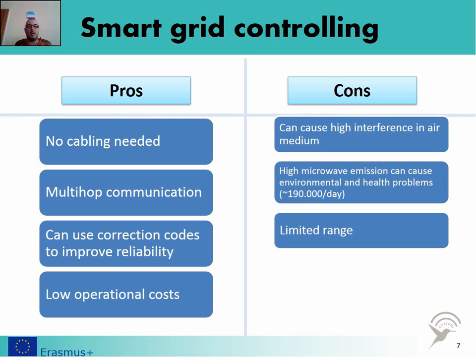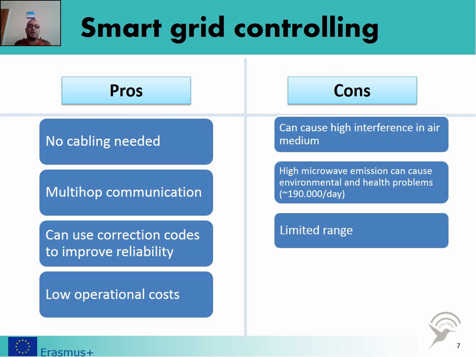Okay, so just to summarize this short video, I would like to present the pros and cons of the wireless routing methods. First of all, the pros: no cabling is necessary for implementation. The multi-hop communication provides quite good reliability of the network. That means that the data need to travel only short distances, not long distances where they can be lost or highly errored. It is implemented as communication hop by hop to the next neighbor.